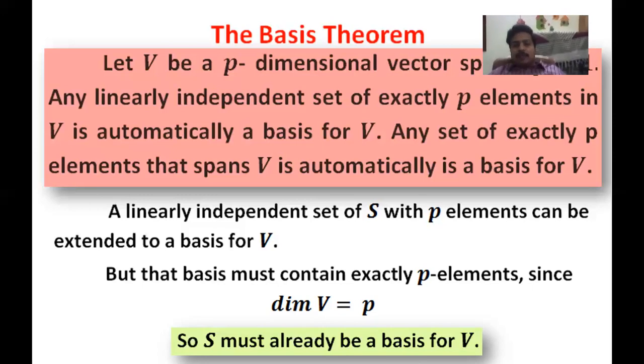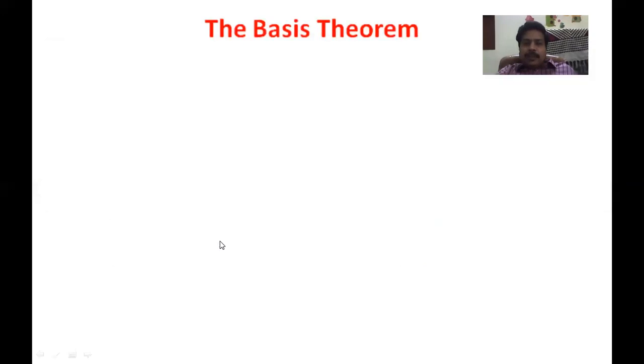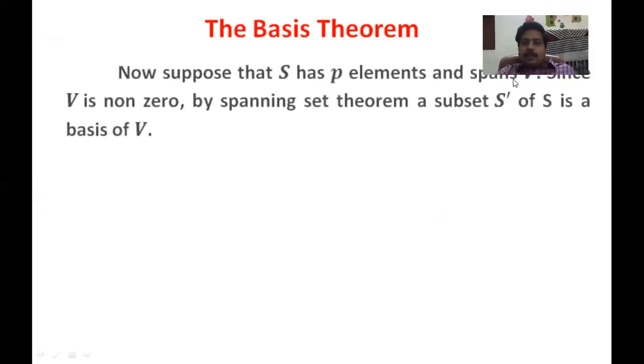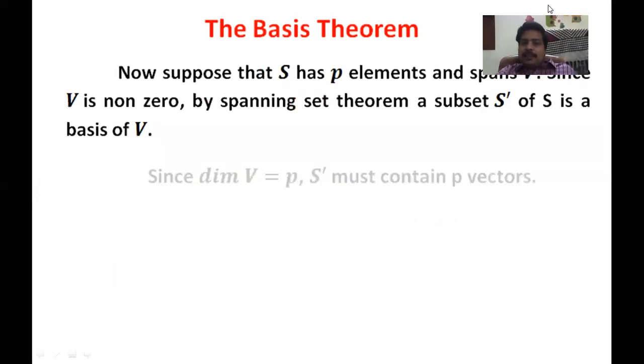So S itself is a basis for V whenever S is linearly independent and it contains P elements, where the dimension of V is P. So this is the first part of the theorem. Now the second part: suppose that S has P elements and S spans V.